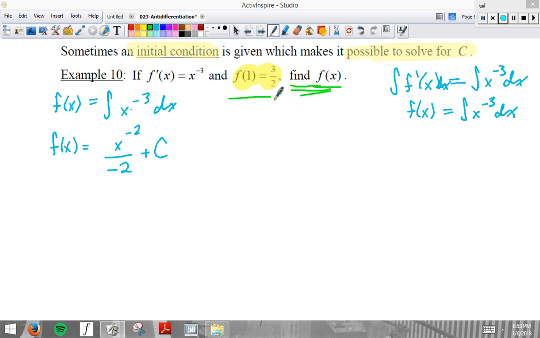Okay, so now f of 1 equals 3 over 2. So if f of 1 equals 3 over 2, let's try plugging in x equals 1. So when x equals 1, f of x equals 3 over 2. That's what that means, right? That's the idea. So f of 1 would equal 1 to the negative 2 power, divided by negative 2, plus c.